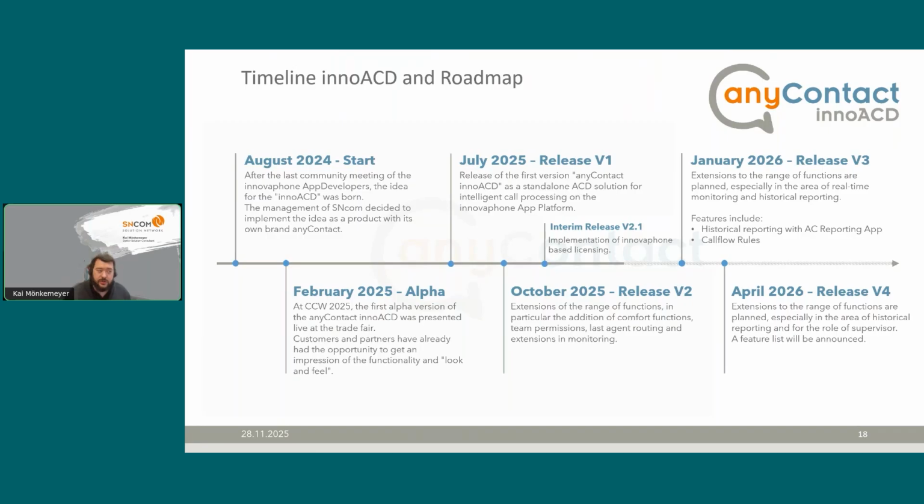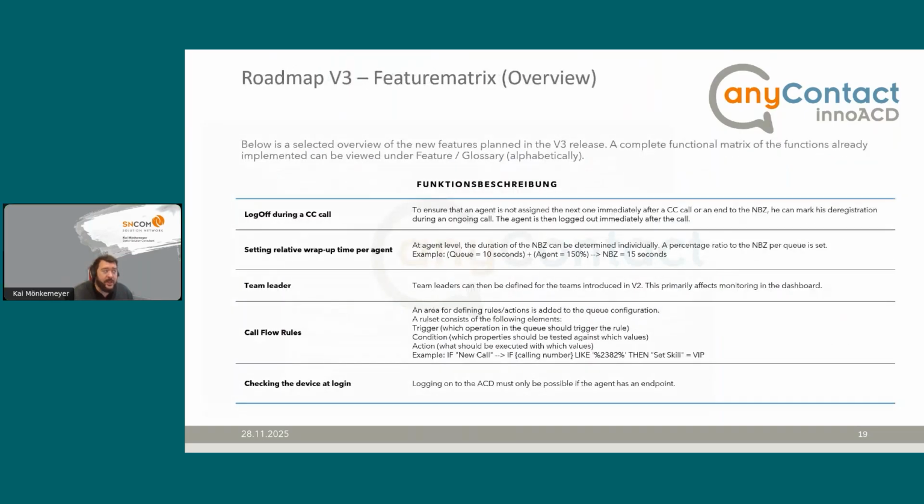The current version is 2.1, which is an interim release for the innovaphone price list. The next release will be in January 2026. It will be V3, and it will include reporting and a 7th app, the RC reporting or analytics app. It will include call flow rules as well. Later on in April, we'll see version 4, and I have a little bit more to say about that. Let us take a look into what will be in version 3.